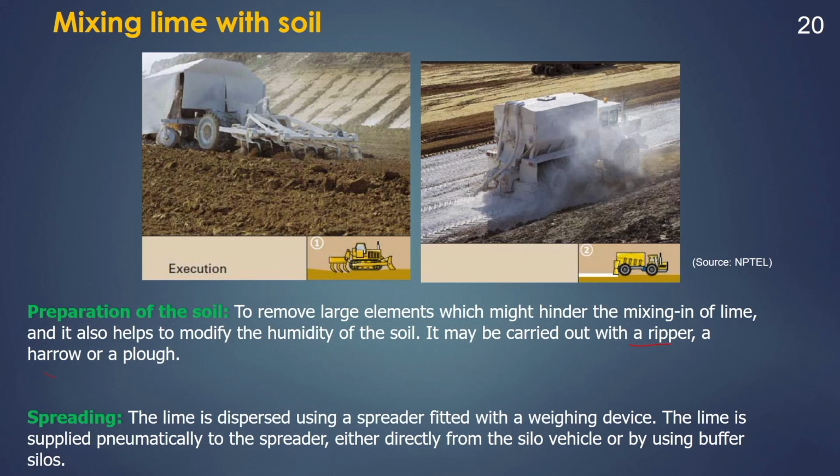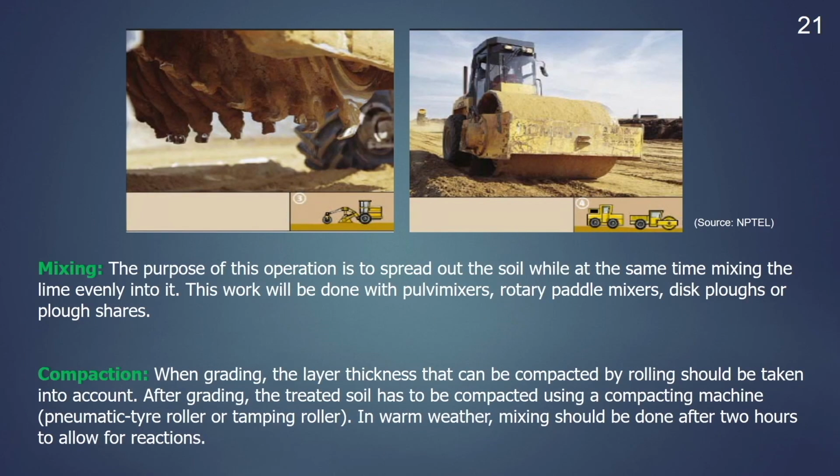Once the lime has been sprayed onto the soil, it will be mixed in the next step. During the mixing stage, the soil will be sprayed out, and at the same time the lime will be mixed with the soil, and we have to ensure that the lime has been mixed thoroughly with the soil for proper utilization of the soil lime mixture. This work will be done with a pulpy mixture or a rotary pedal mixture.